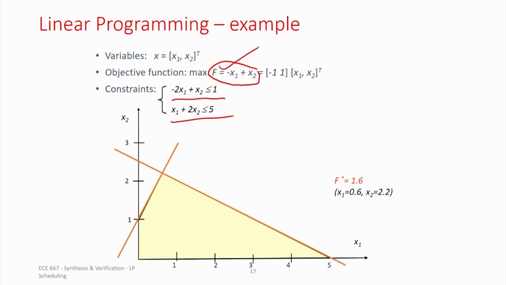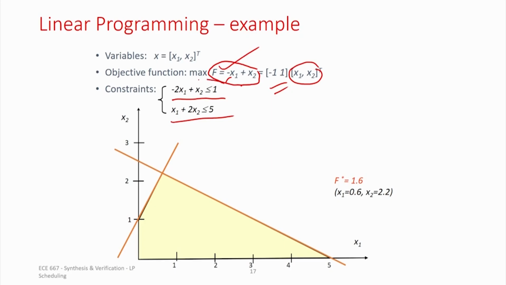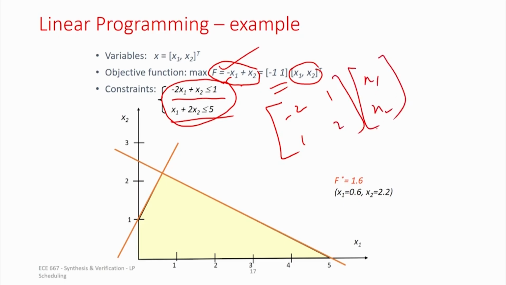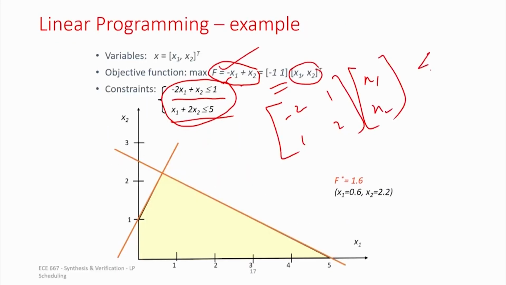To model this, your C is minus 1 and 1, because this is minus 1, this is 1, and this is your variable. So this is your C transpose into x. Your constraint is A x less than or equal to b. You can see your A is minus 2, 1, 1 and 2, and this is your x 1, x 2, and this is less than or equal to 1, 5. So this is how we model this problem.